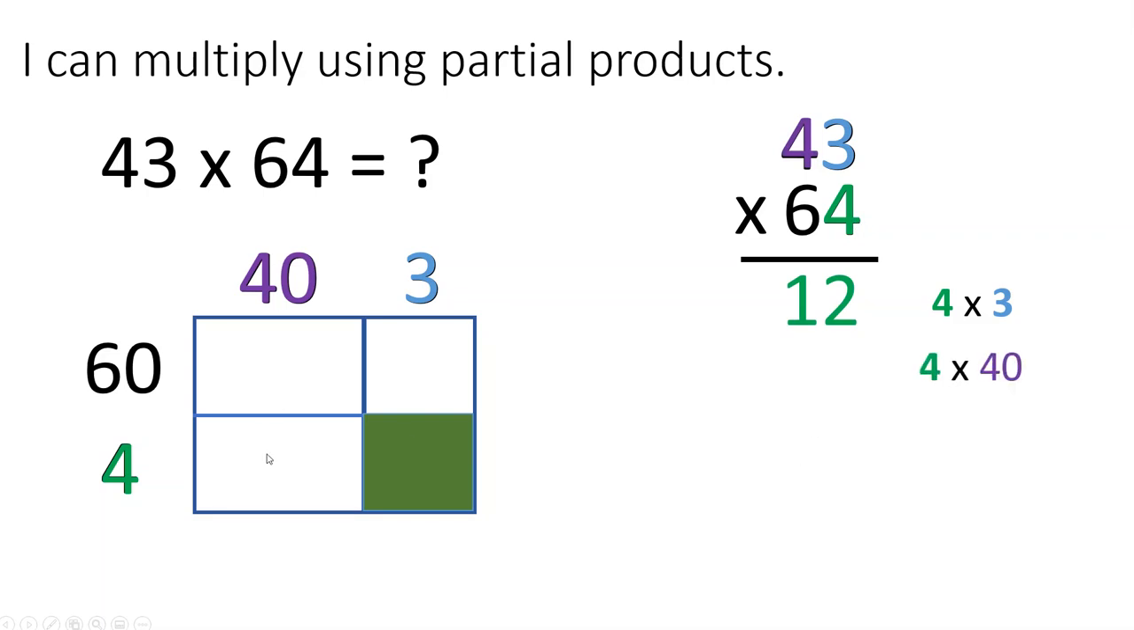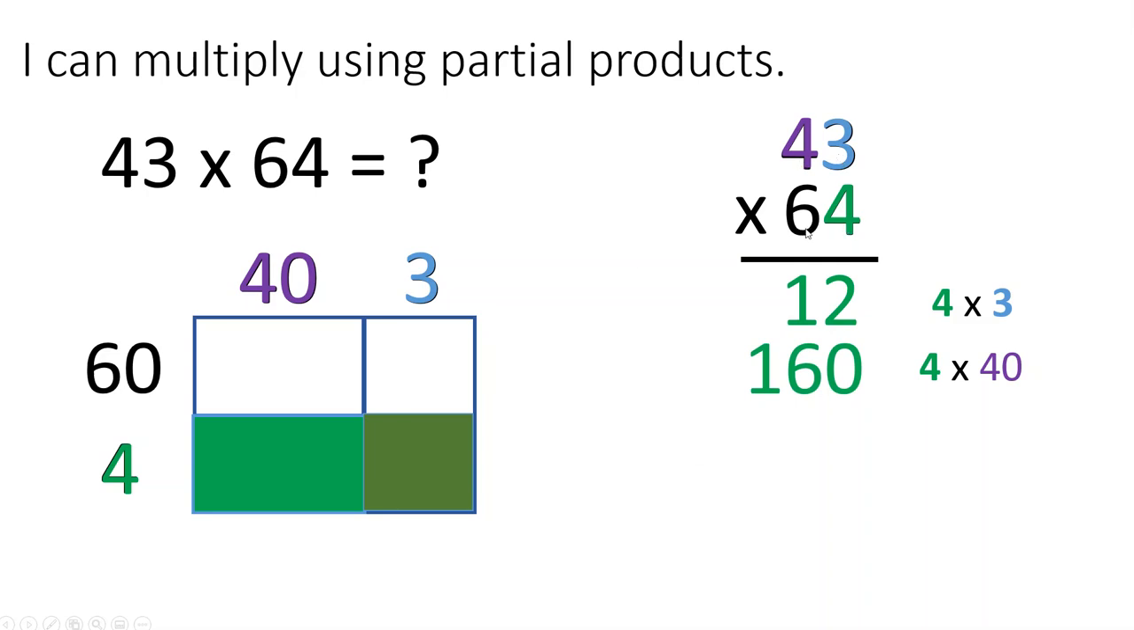And now we're going to go 4 tens times our 3 ones. So we're doing which box? That's right, that box. We have 4 tens times 3 ones, which is 12 tens. 12 times 10, 120. So we've made sure we've done 4 times 3, 4 times 4.